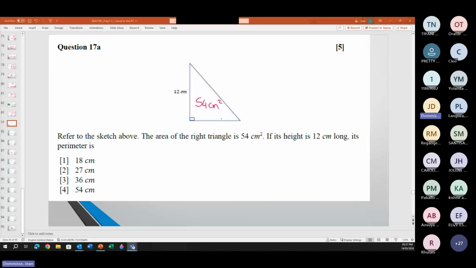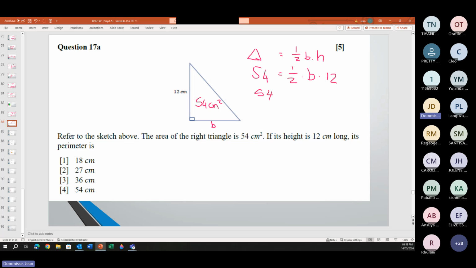Okay, so this is quite not the easy one. Perimeter is all the 3 sides together, so this is actually quite a lot of work. First we're going to work out what is the base. We know the area formula is a half times base times height. They tell us the area of a right triangle is 54. Base we don't know, we're going to work that out, but at least we know the height.